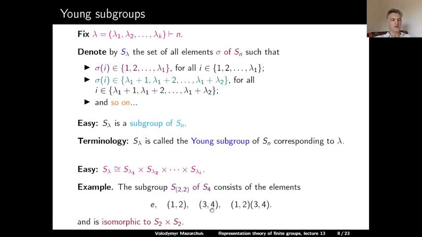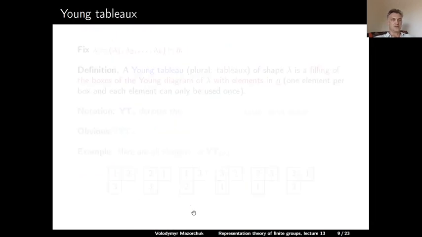We can permute 3 and 4, so we have the transpositions (3 4), and we have the product of (1 2) and (3 4). And this Young subgroup is isomorphic to S2 times S2. So our next notion is the notion of a Young tableau.